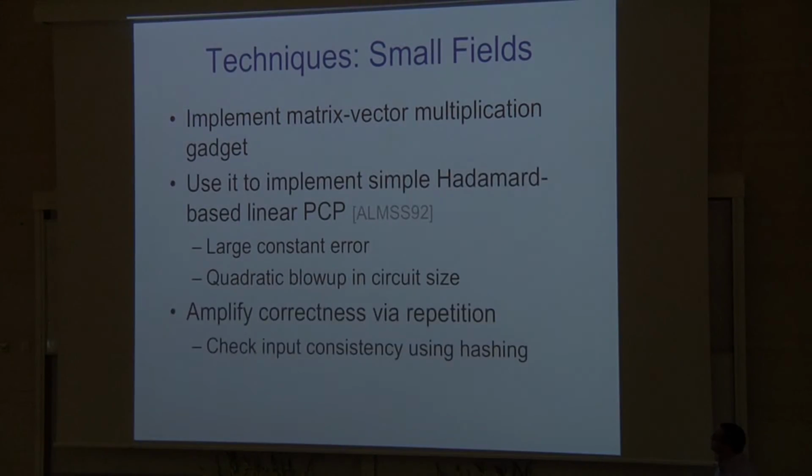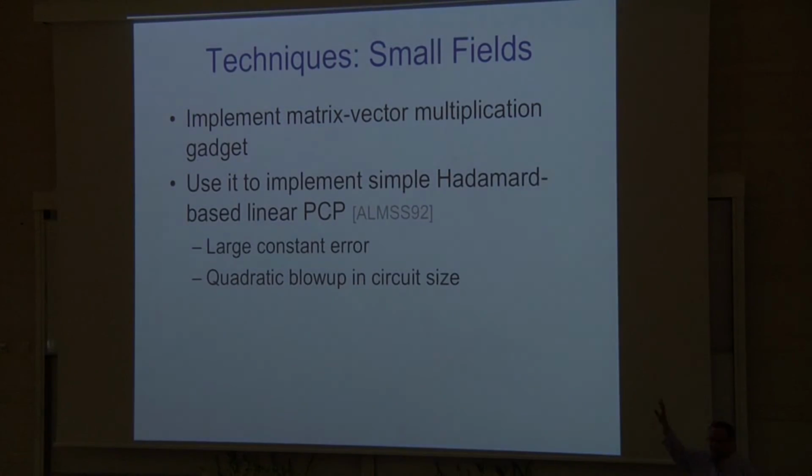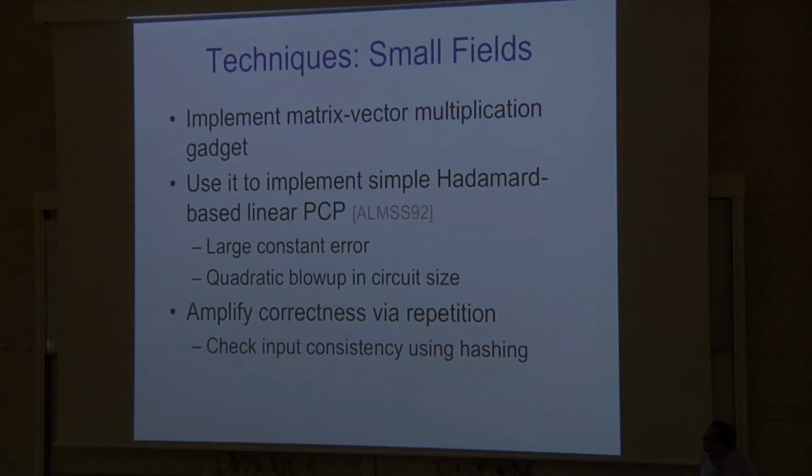And the two problems of this construction: this construction is a direct construction. It can directly handle a circuit as large as you like. There are two problems with this construction. First, it has a constant error probability. Second, it has quadratic overhead in the circuit size. And we get around both of these problems in a fairly standard way.